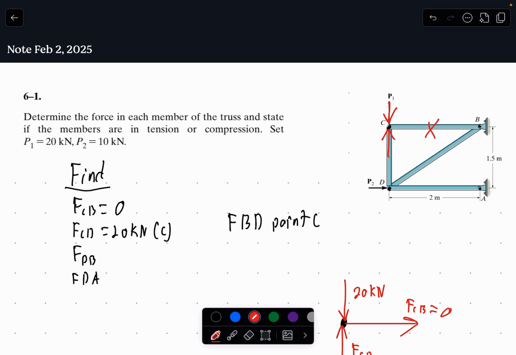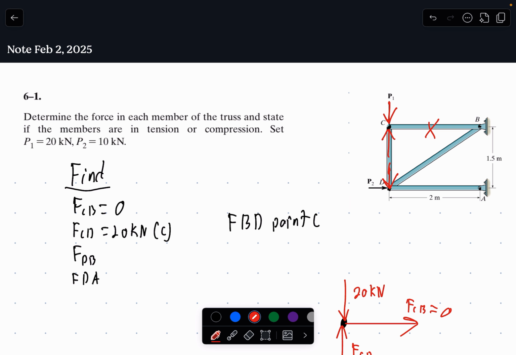Okay, and now to keep member CD from moving downward from this force P, we know that the pin at point D must be pushing this rod up. And so these arrows right here, I should be very clear.